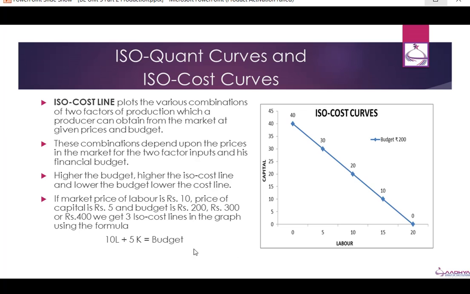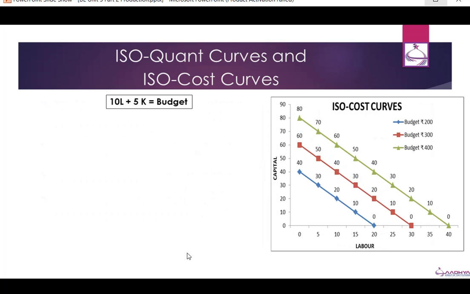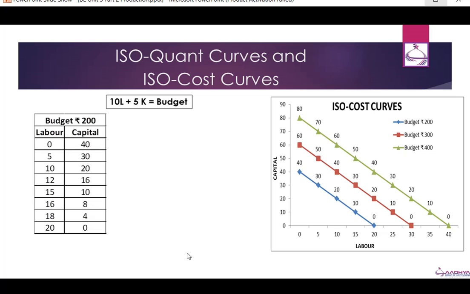Now the formula for the budget will be 10, because the price of labor is 10, into the units of labor which he purchases, plus 5 into the units of capital he purchases, which should be equal to the budget of the producer. Okay, so given this formula, how much he can buy within his budget will be decided by 10 multiplied by L plus 5 multiplied by K.